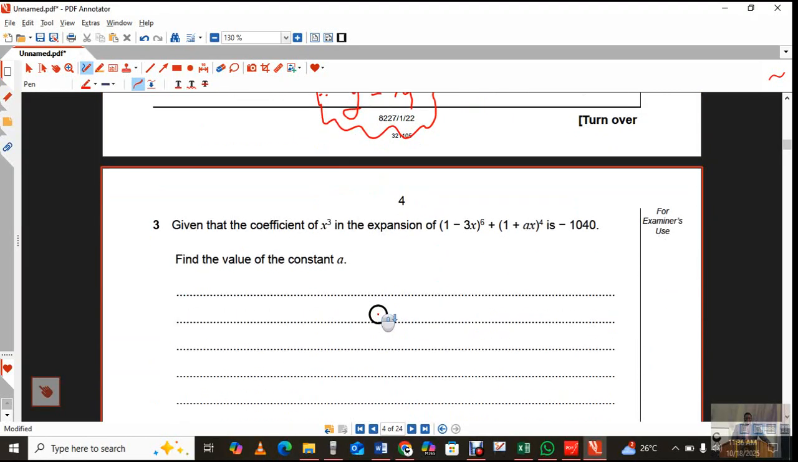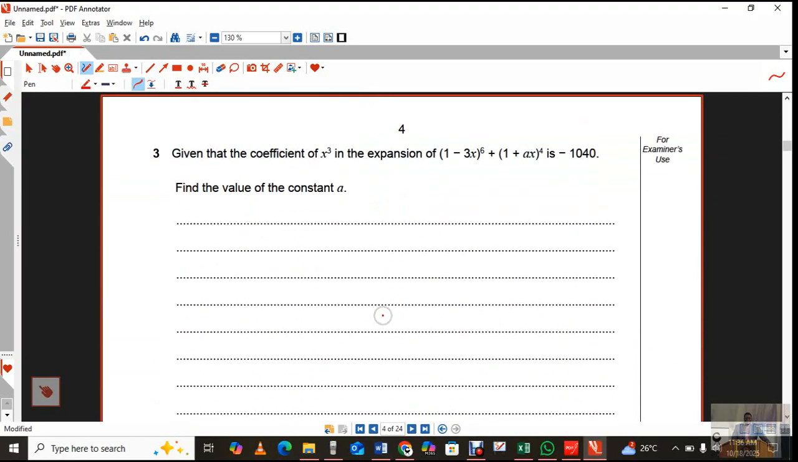Good, that takes me to question 3. Given that the coefficient of x cubed in this expansion is negative 1040, we need to find the value of x cubed. Right, so because it's x cubed, I'm going to write each of these up to about the third or the fourth term.